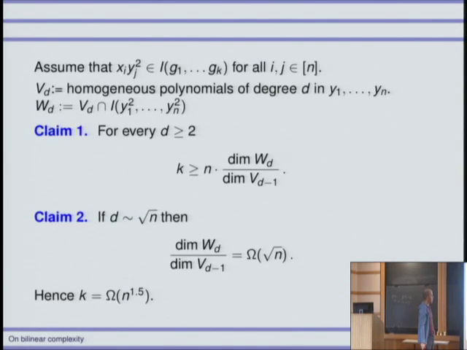So just to sum up the theorem, which is not difficult: first of all, by claim 1, you can estimate k by n times the ratio of the dimensions of the two spaces, and if you choose the degree appropriately, the ratio will be roughly square root of n. So the lower bound you get is roughly n to the 1.5. And this basically sums up all the things that I know about bilinear complexity in this context.